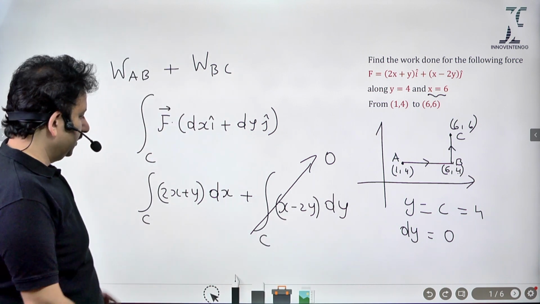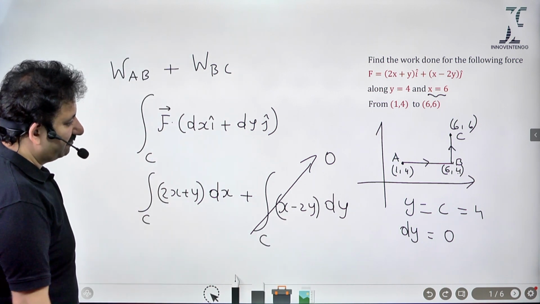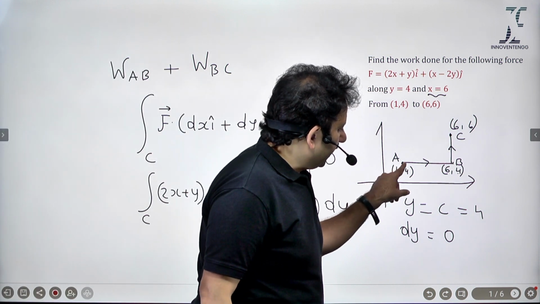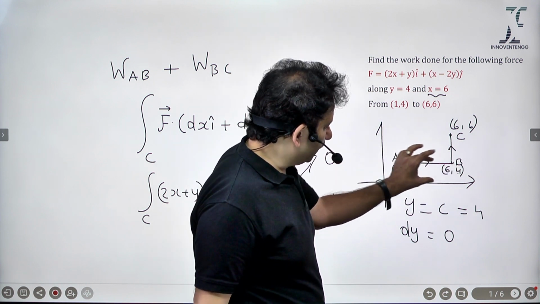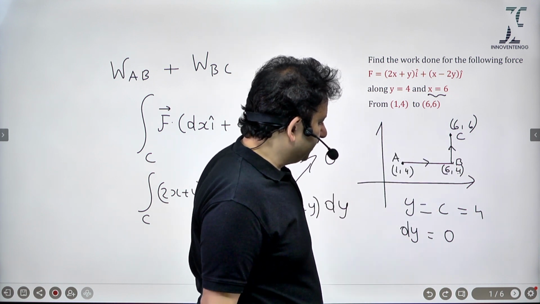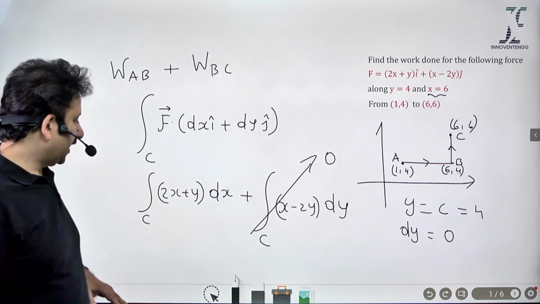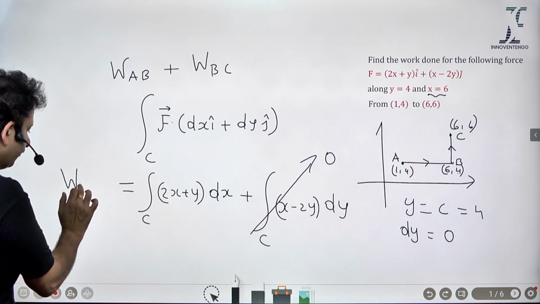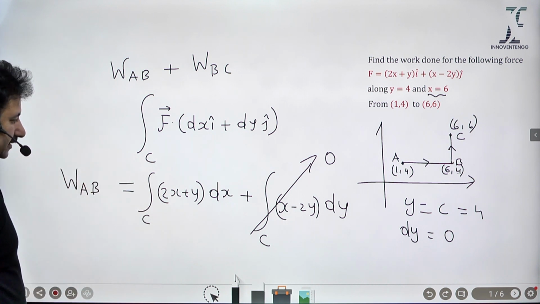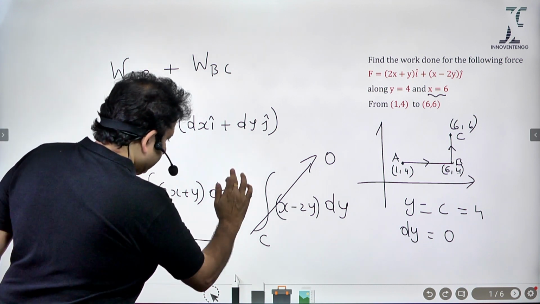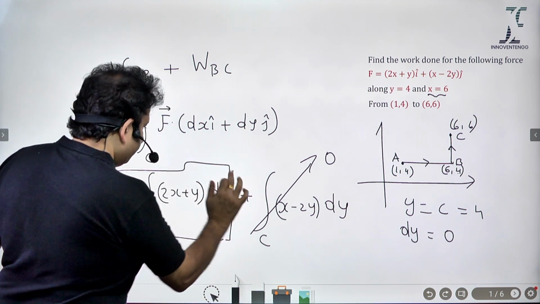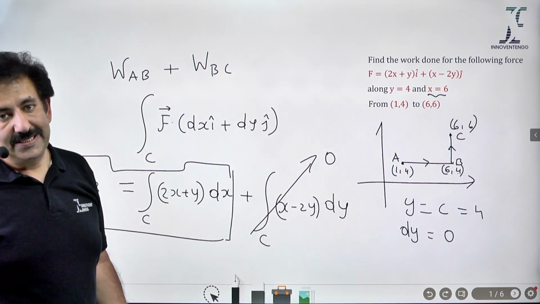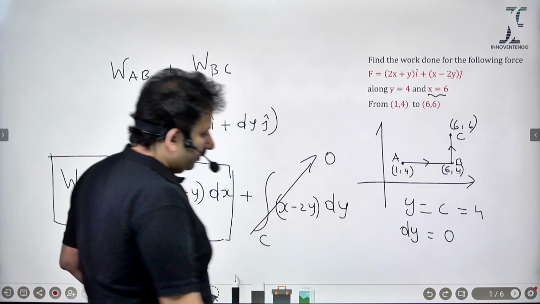I get two integrals. Out of these two, which integral survives? That is the one with dx, because you can see along the path AB, x is varying continuously, whereas y is constant, equal to 4. So dy is equal to 0, y is equal to 4, and only this integral is going to survive for me to find the work done along AB, right? So this is the expression that I have to deal with. That is just to get the work done along the first path, that is AB. Is that clear?